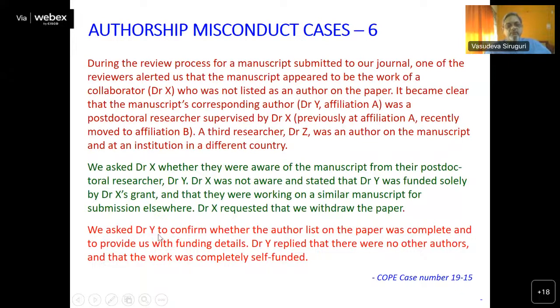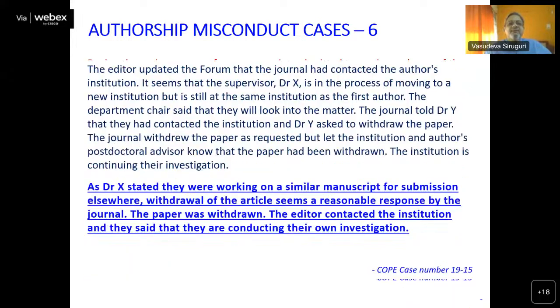So then again the editor went back to Y to confirm whether the author list was complete and otherwise provide the funding details. Then this person, very smart, replied that there were no other authors and the work was completely self-funded. So now the journal contacted the author's institution. It turns out that the supervisor X is in the process of moving to a new institution, but is still at the same institution as the first author. The chair of the department said that they will look into the matter, and the journal told Y that they had contacted the institution, and then this person Y says, please withdraw the paper.